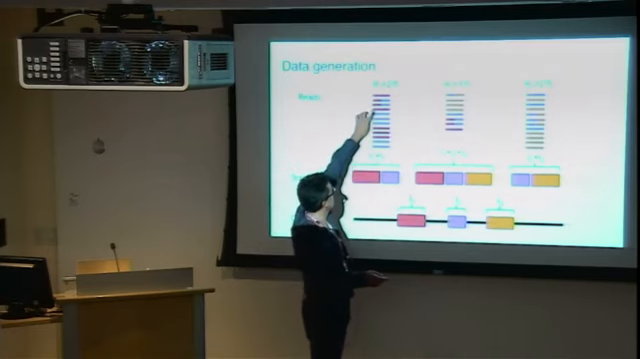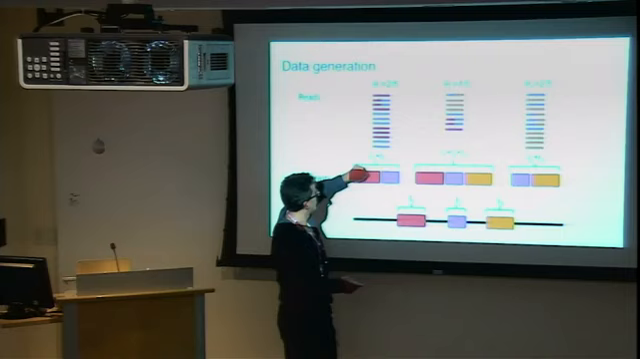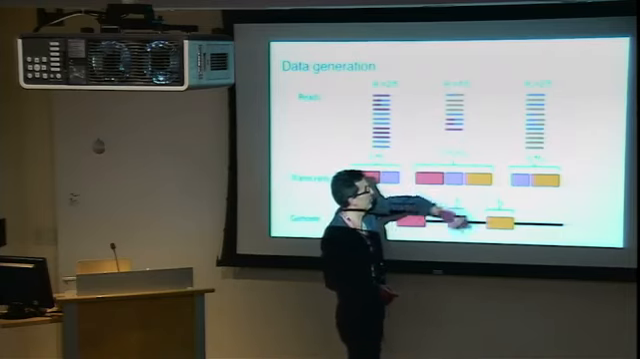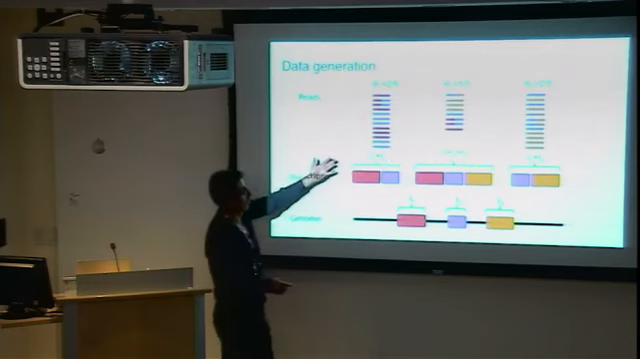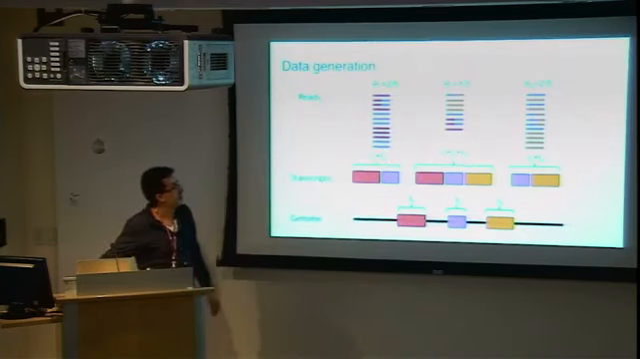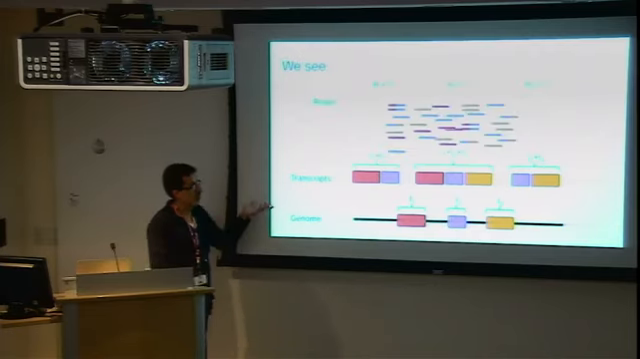We got reads. Some are junctions, some are from the exons. So it's 40%, 20%, 40%, and I want to estimate that. But what we get is not these nice little piles. We just get a mess of reads.